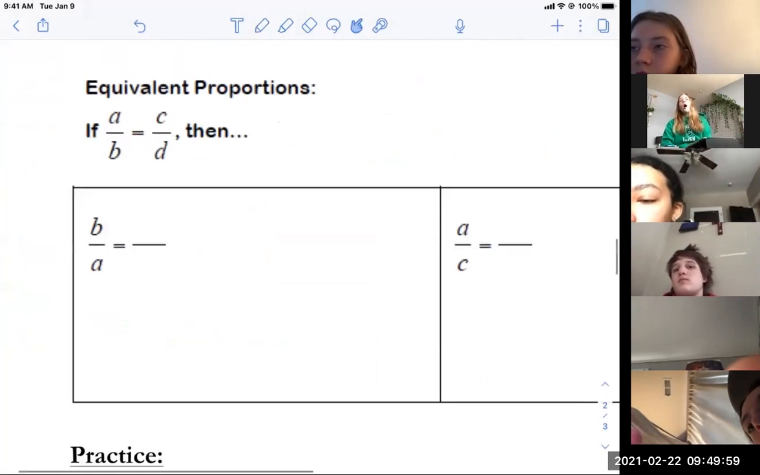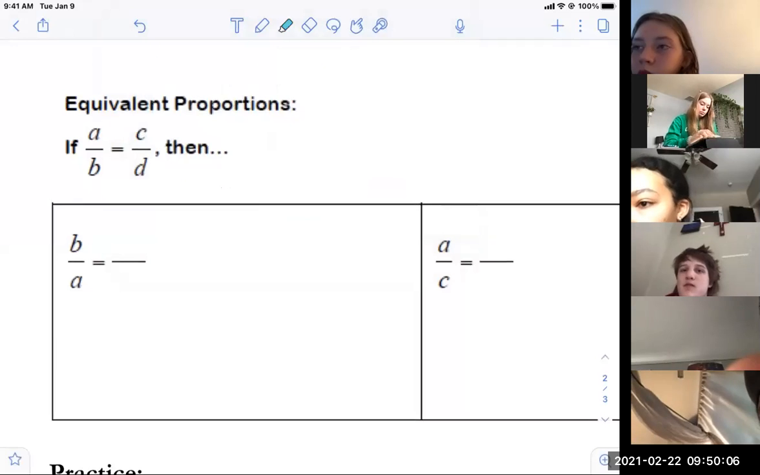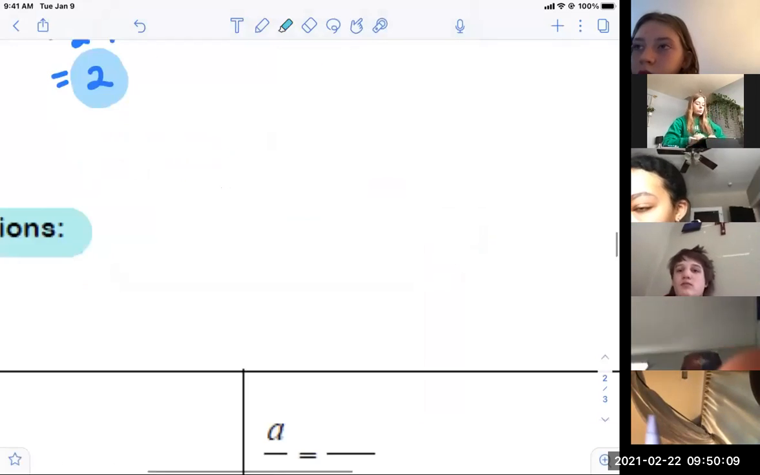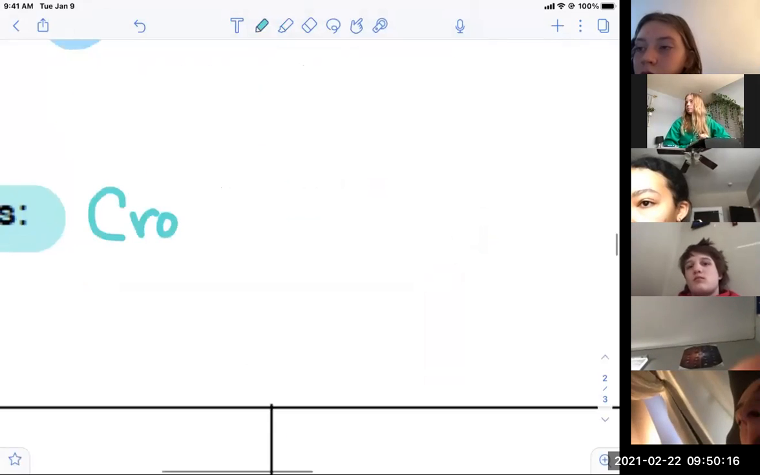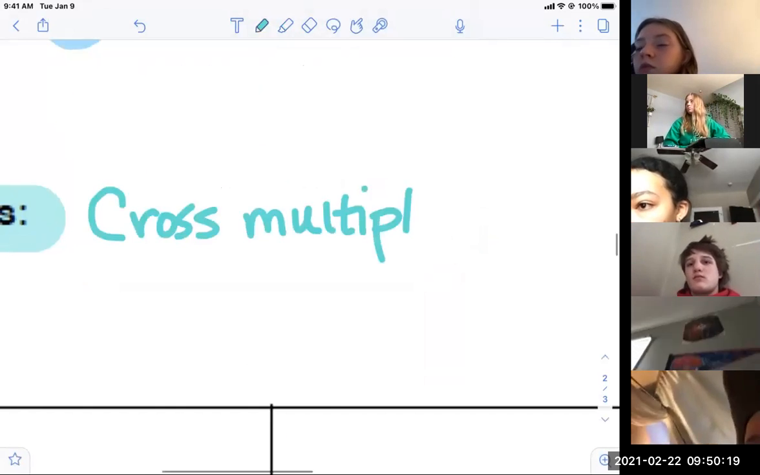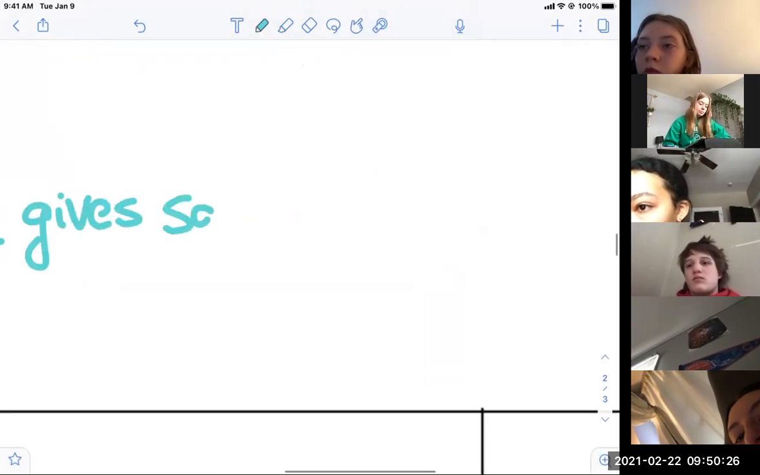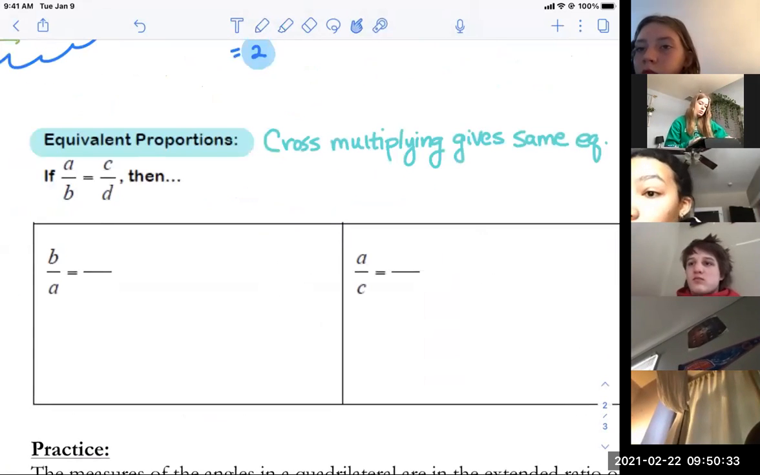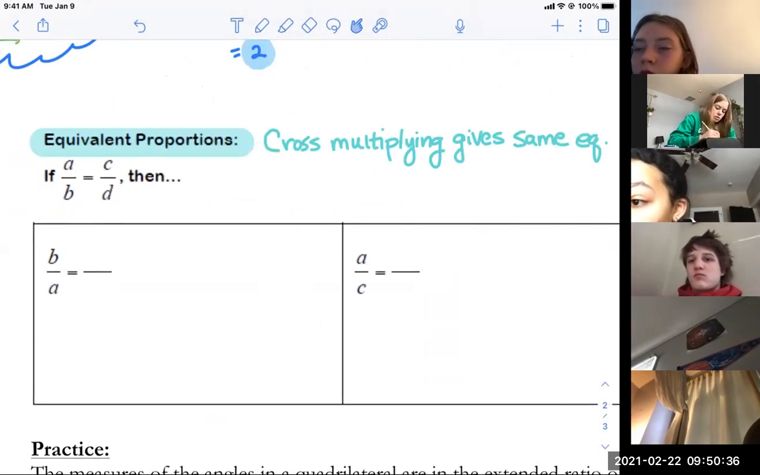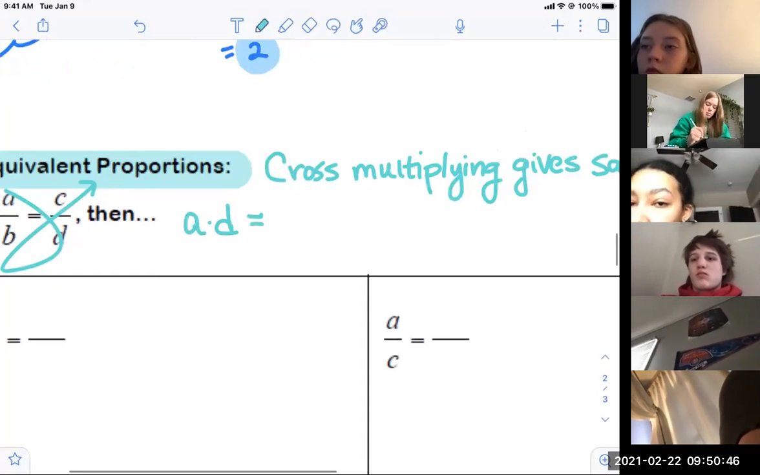All right. Equivalent proportions. So this is what we were talking about up above. Equivalent proportions means that when you cross multiply, you'll get the same thing. Equivalent proportions just simply means cross multiplying gives the same equation. Okay, so I want to write some equivalent proportions to A over B equals C over D. So when you cross multiply here, you're getting A times D equals B times C.